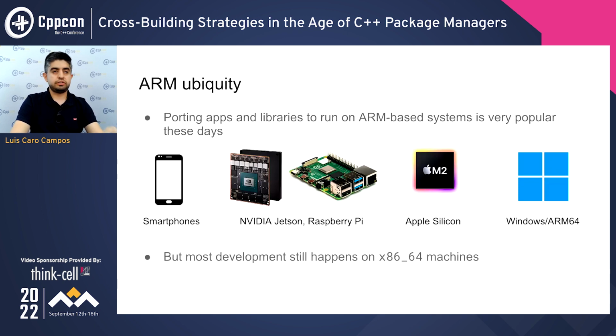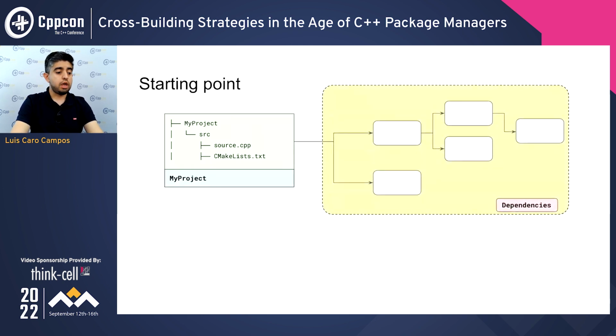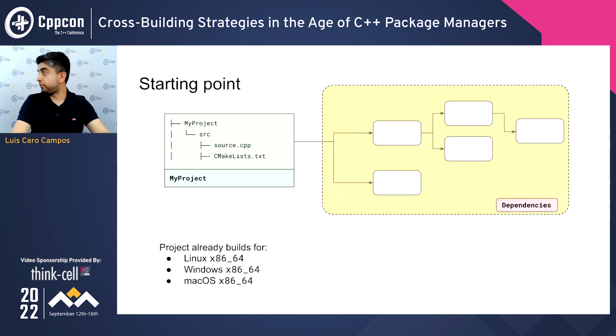So today I'm going to go through an example of a C++ project. It's a CMake project. We have some dependencies, and let's assume that the project is already cross-platform. It already builds for a number of operating systems, and all of them are on the Intel architecture. I'm also going to assume that in our source code there's nothing that is architecture specific to Intel, so it's generic, it's agnostic.